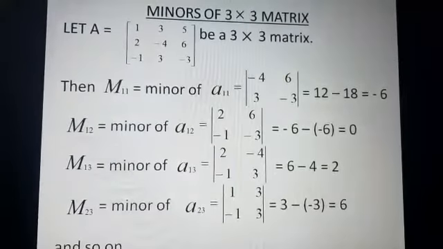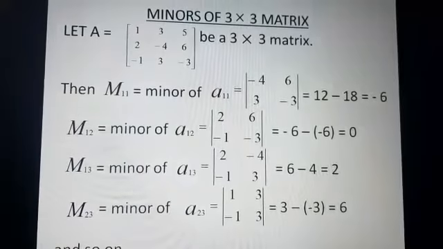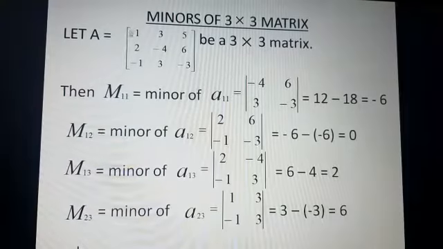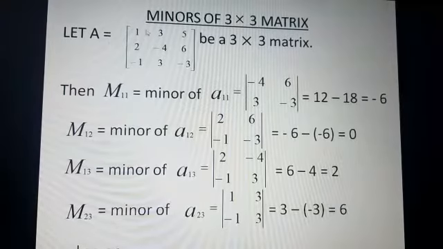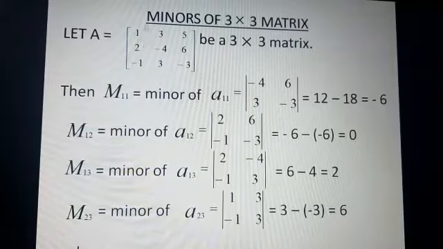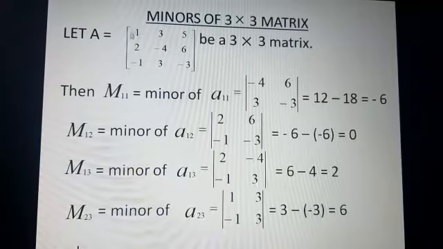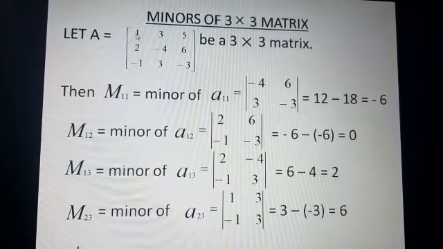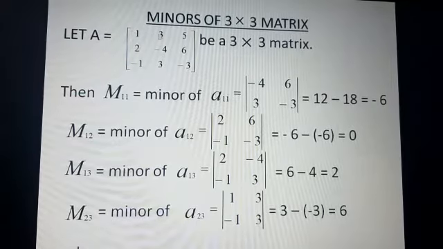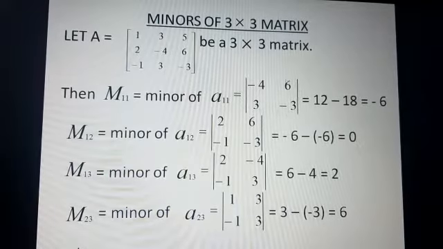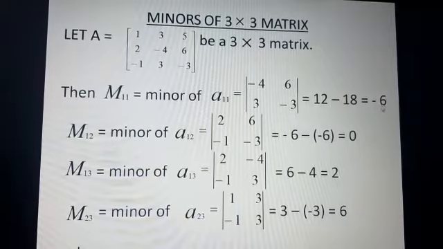It is very easy. Let us take a 3 into 3 matrix, and now we are going to find the minors of some of the elements of matrix A. Every element of this 3 into 3 matrix has a minor, and here I have found some of them. M11 means the minor of the first element, A11. While finding the minor of A11, I will leave the first row and first column. What is left is a 2 into 2 determinant, of which we have to find the value to get the minor.